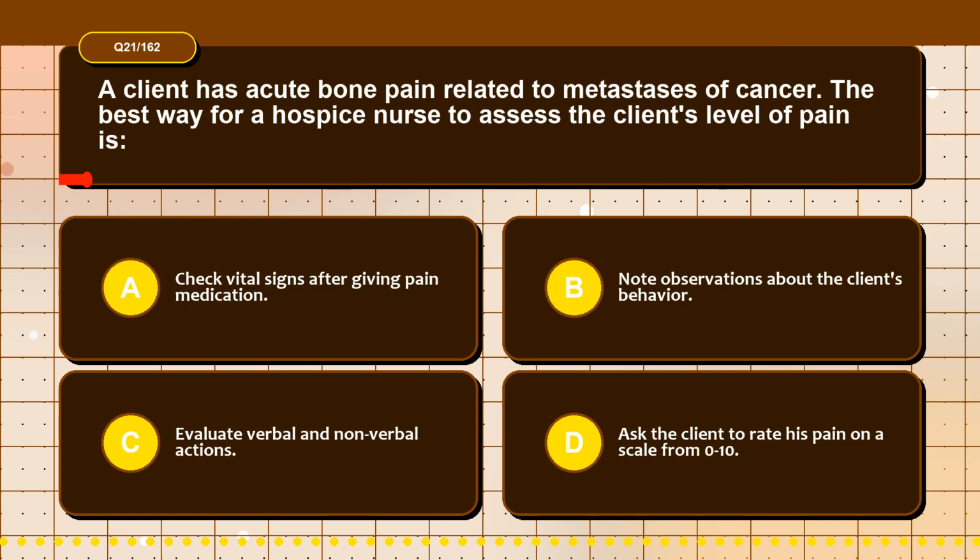Question 21. A client has acute bone pain related to metastasis of cancer. The best way for a hospice nurse to assess the client's level of pain is, here are the options. Option A. Check vital signs after giving pain medication. Option B. Note observations about the client's behavior. Option C. Evaluate verbal and nonverbal actions. Option D. Ask the client to rate his pain on a scale from 0 to 10.